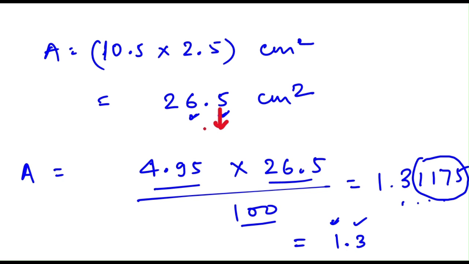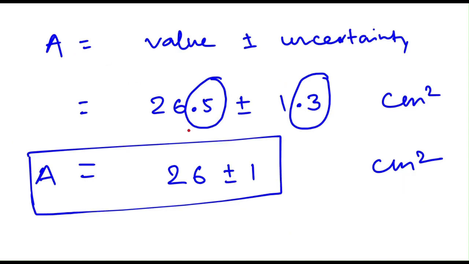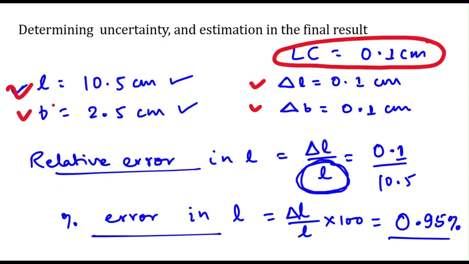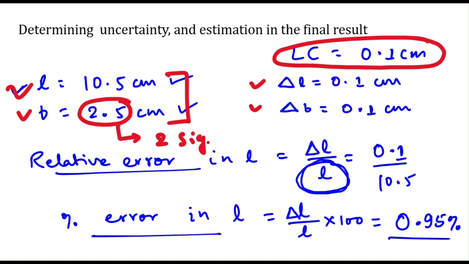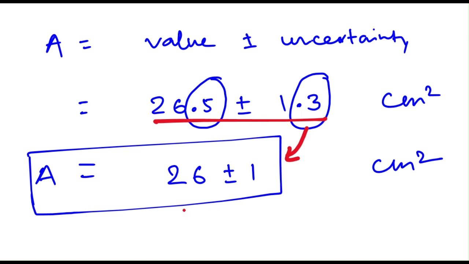Now, we have an uncertainty of 4.95%. So we have obtained that in terms of value. This much is the uncertainty in the area. And then we have reported the value along with the uncertainty. And finally, we have made it up to two significant figures. Why have we done this? Because in our measured values, the lowest count is two significant figures. So in the final result, we should not keep more than two significant figures.